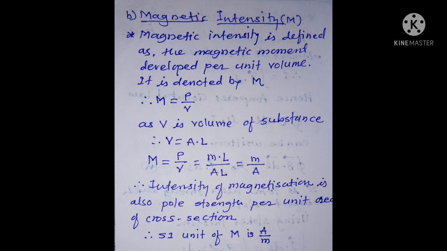And this magnetization is being perpendicular to the area of cross section. Hence the SI unit of intensity of magnetization is ampere per meter.